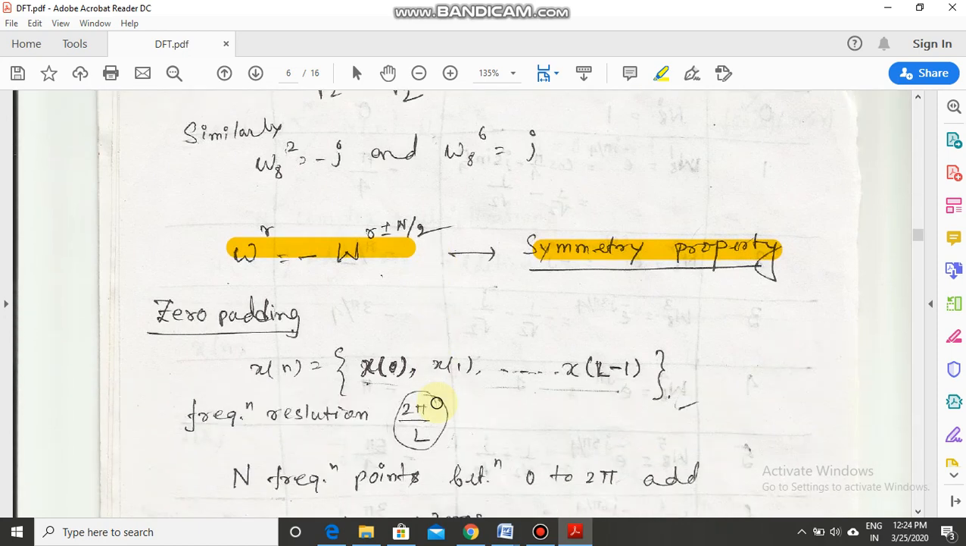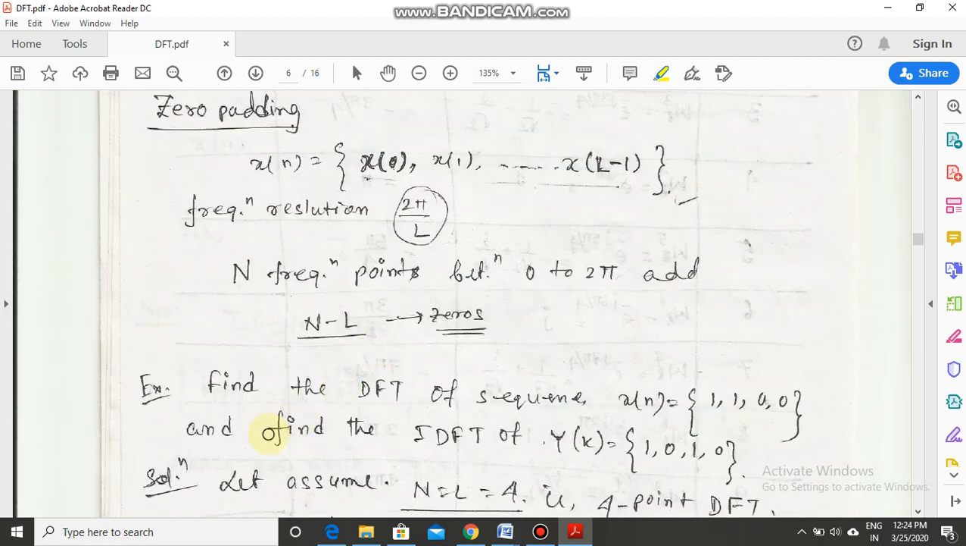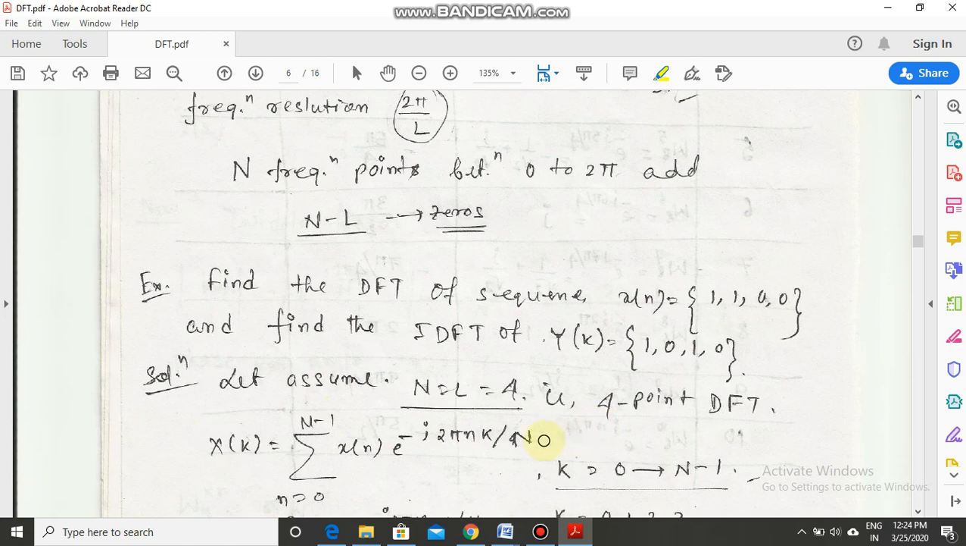In the next class, we will discuss the concept of zero padding, and we will also perform some numerical examples of DFT. Thank you.